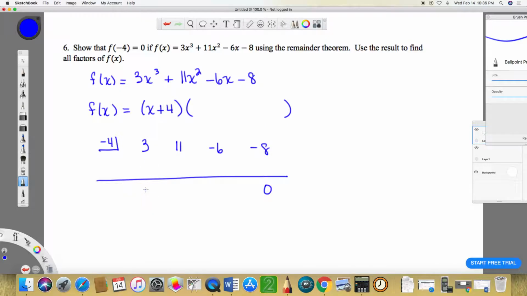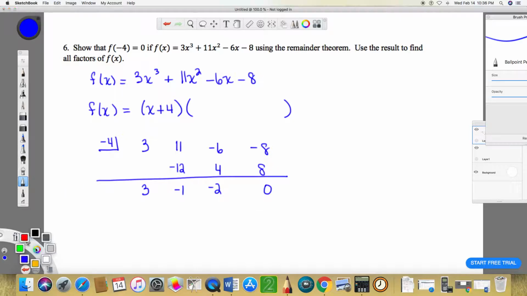So the 3 comes down, and -4 times 3 is -12. Add those together and get -1. Now multiply that and get 4. Add those together and get -2. Multiply that and get 8. And hey, there's our 0.